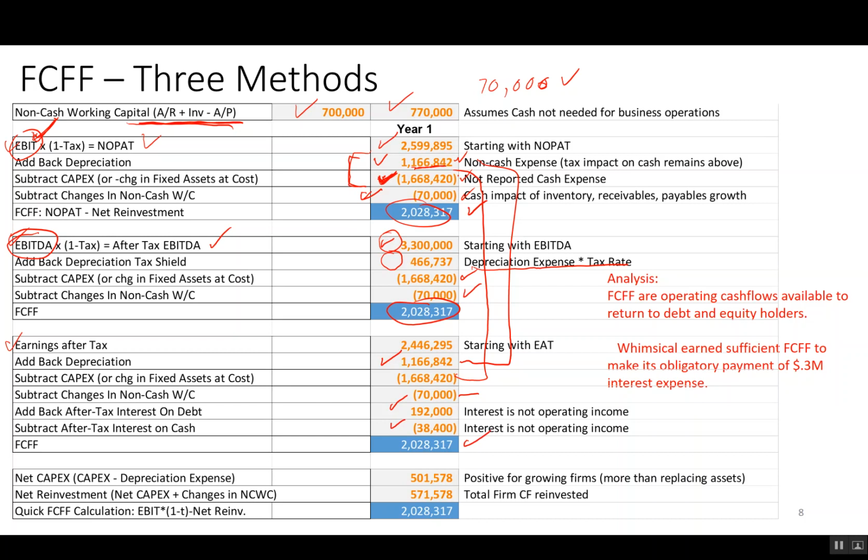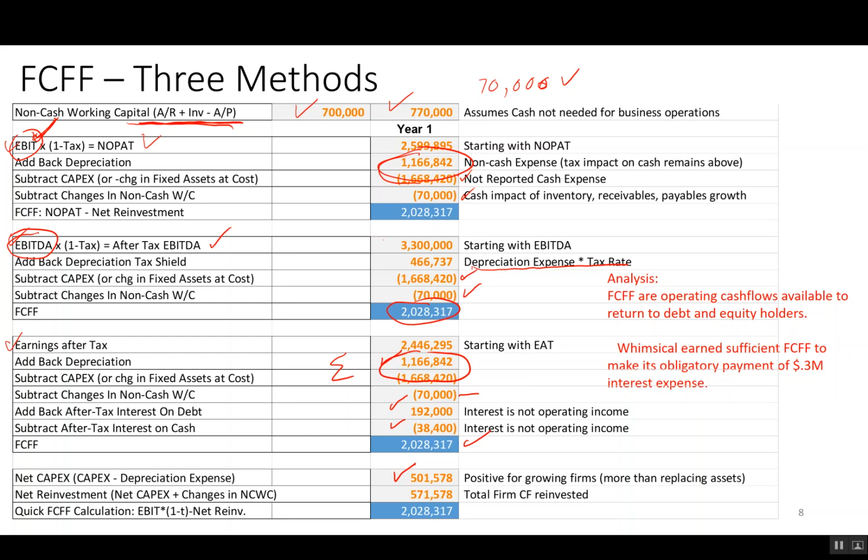A couple of shortcuts sometimes people talk about. Instead of always taking CapEx and depreciation separately, notice I have CapEx and depreciation. Sometimes people will add these two numbers together and call it the net CapEx. So if I take CapEx minus depreciation expense, it is $500,000. One way of thinking about that is our CapEx was greater than our depreciation expense, so we are actually growing the asset base of the firm. We're increasing the number of assets, which you'd think would drive more sales.